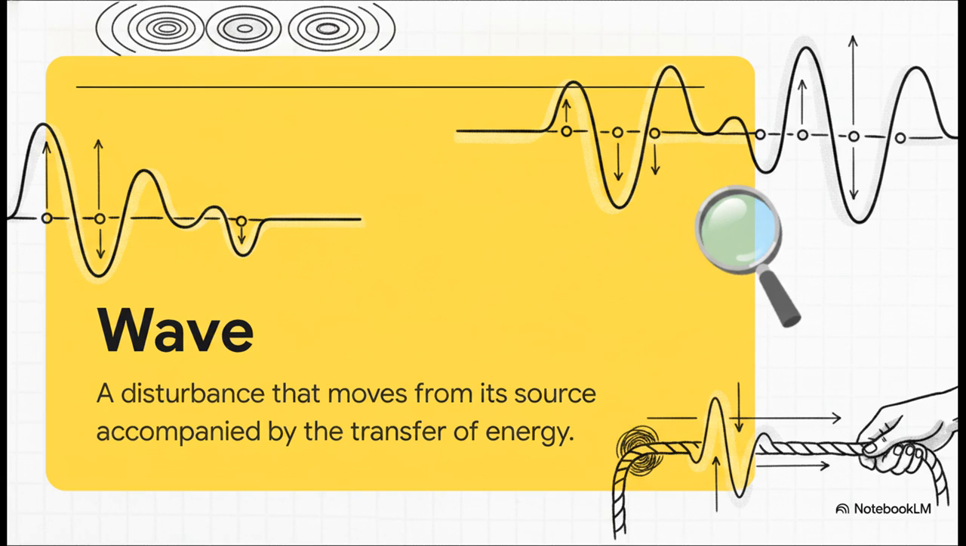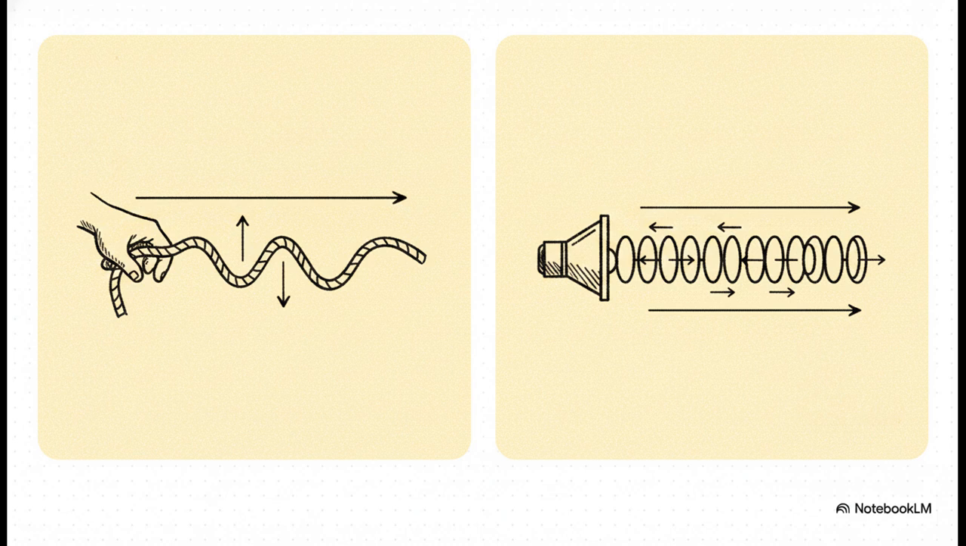Think about when you flick a really long rope. The rope itself doesn't fly out of your hand and shoot across the room, right? Instead, the physical energy travels through the rope, while the actual bits of the rope just kind of bob up and down in place. Based on how those particles actually move, waves are split into two main types.